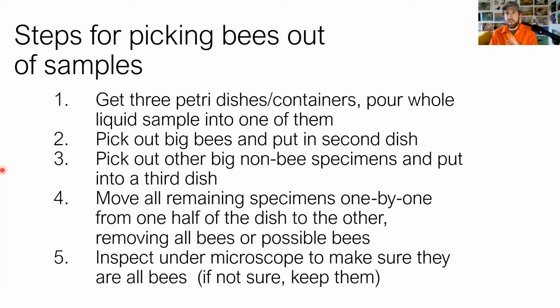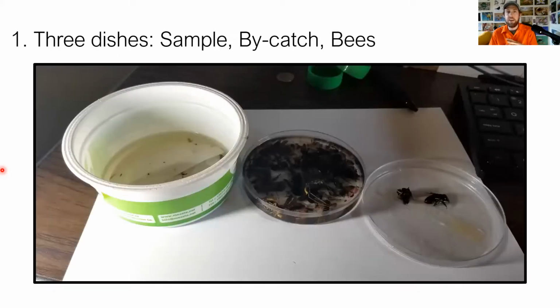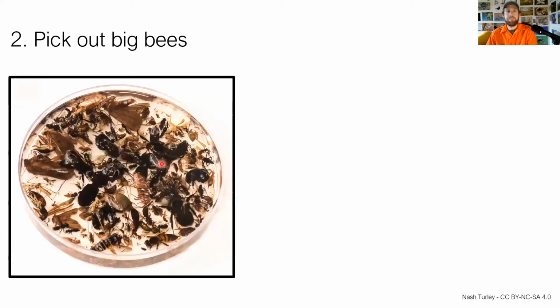So if any of that didn't make sense, we're now going to go through it with illustrations. So you have your 3 dishes. You start with your whole sample here, and then this is going to be your bees, and this is going to be your not bees. So if we have a big sample like this, we're first going to pick out our big bees.